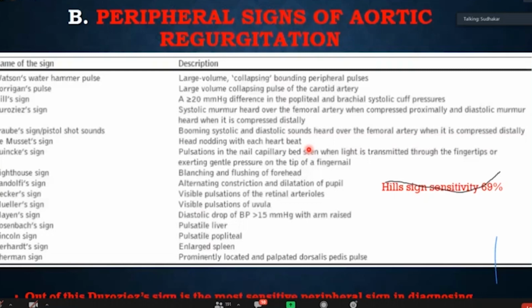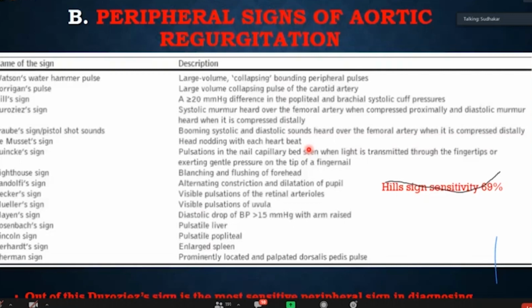The other important peripheral features: what you see in tricuspid regurgitation is proptosis, which you all know. Then there is something known as Quincke's sign, which is not very difficult to demonstrate. Some people take a slide and put it over the finger and demonstrate it. Two important signs apart from Duroziez are Traube's sign, which is a pistol shot sound. You put a stethoscope over the femoral and you get tuck, tuck, tuck pistol shot sounds. Then two important signs: one over the liver, known as Rosenbach's sign, and one over the spleen, known as Gerhardt's sign. So these are all the peripheral signs of aortic regurgitation.